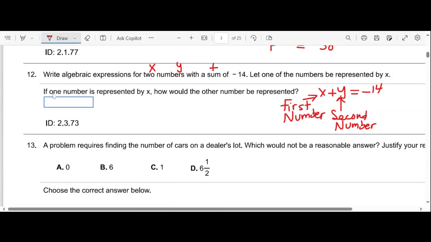He wants to know, if one number is represented by x, how would the other number be represented? y. If I move x to the other side, it has to be negative, so it will be what? Minus x. So minus x minus 14. So that's the answer here.